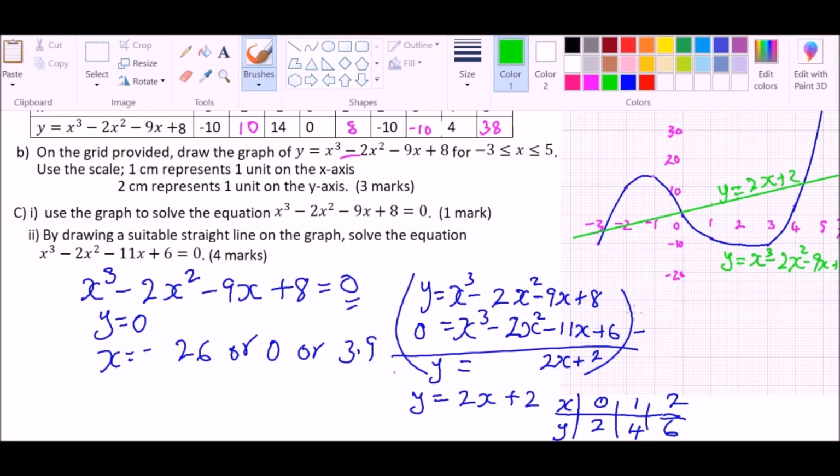Now, because we are required to solve the equation that we have been given here, you read the values of x where the linear graph cuts the cubic graph. So this is the first point, which is approximately minus 2.8, or the other point is at 0, or the other point is approximately 3.9. So those are the values of x that satisfy this equation, and that is how we work out that question.